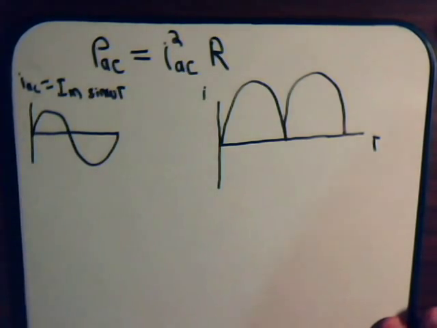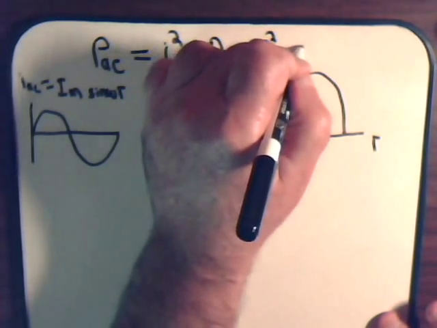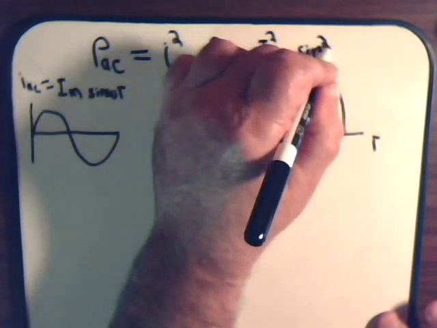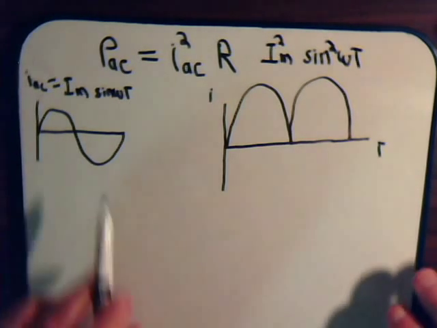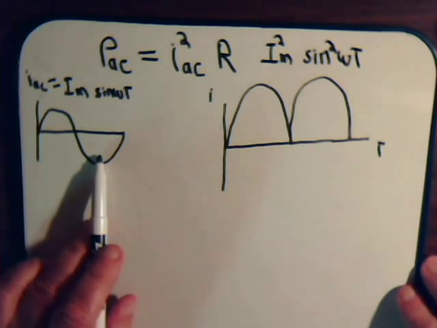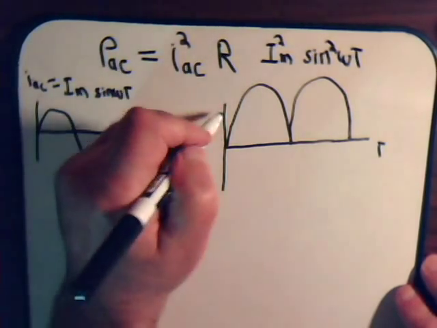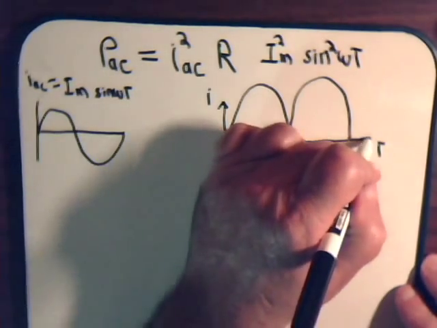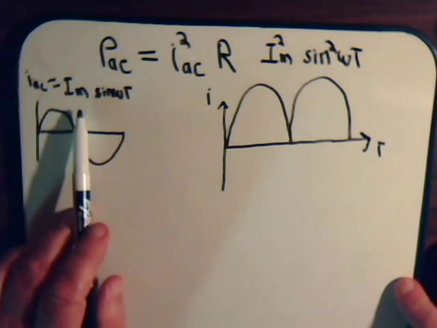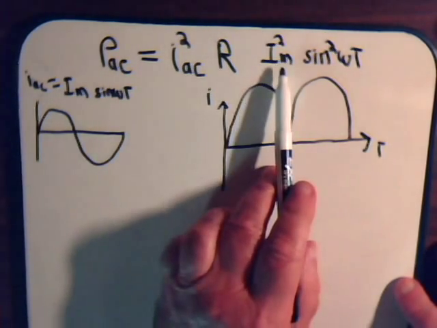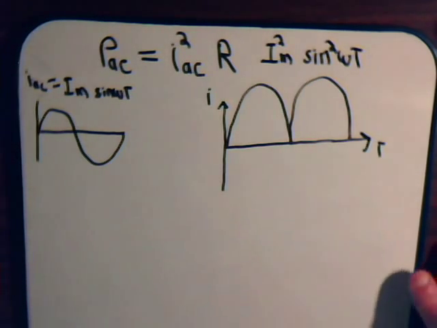Same thing here, but now this is Im squared times the sine squared of omega t. So where this loop was negative, well, of course, negative squares are positive, so that becomes a positive loop now. And here was Im, here it's Im squared. So if this was 3 times the sine of omega t, this is now going to be 9 times the sine squared of omega t.